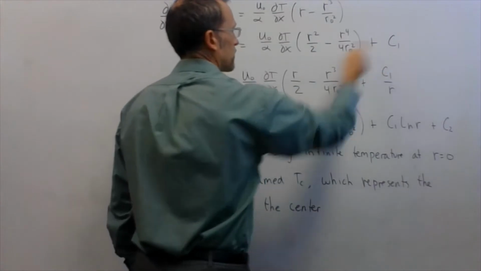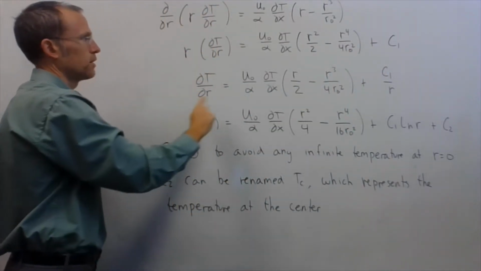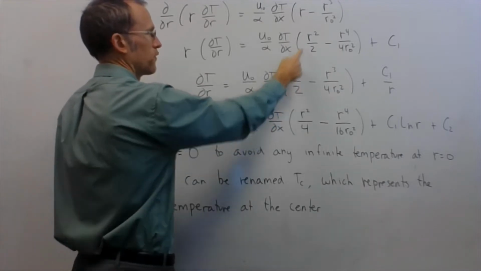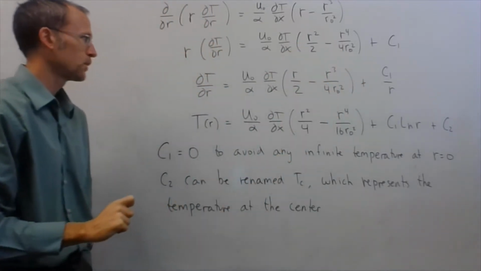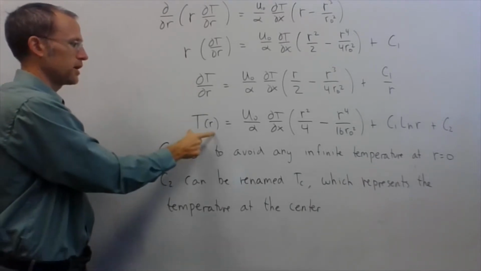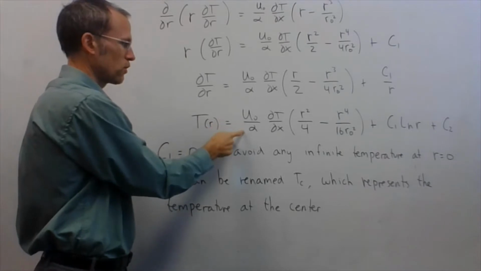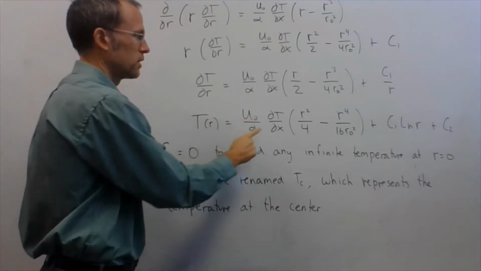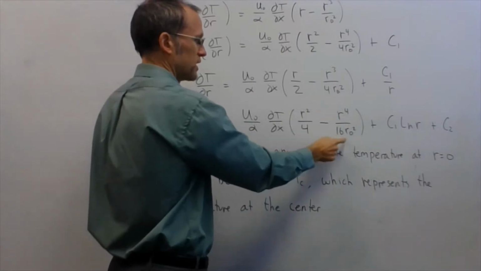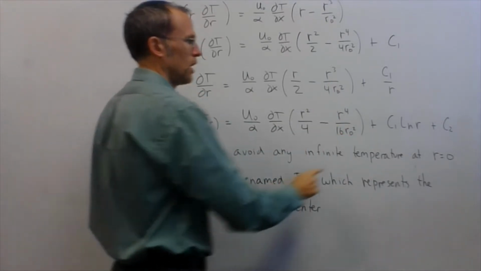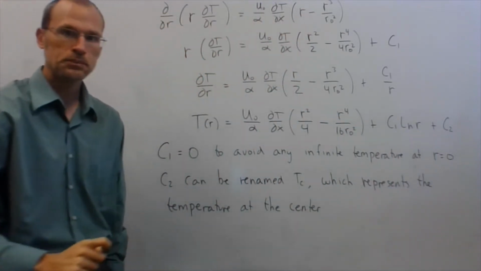Then I get a constant from that first integration. Now divide by this r, so that r goes away. I'm left with just an r for this guy, r cubed for that guy, and C1 over r there. Then one more integration gives me my temperature distribution that I'm looking for. So these constants, U0 over alpha, dT/dx, r squared over 4, minus r to the 4th over 16 R0 squared. I have C1 natural log of r, and my second constant, C2.